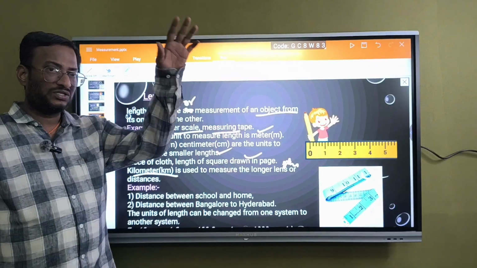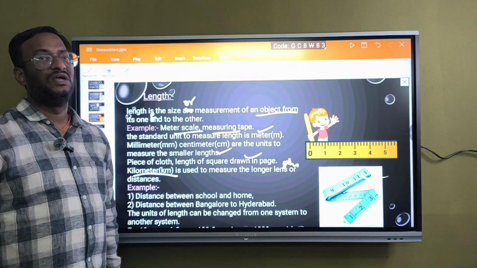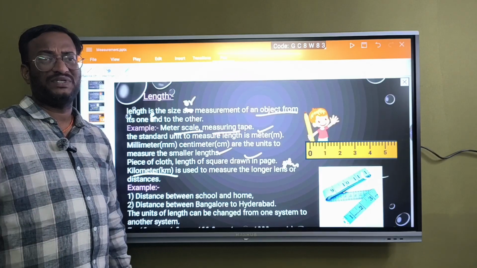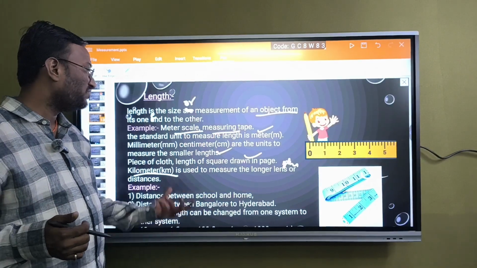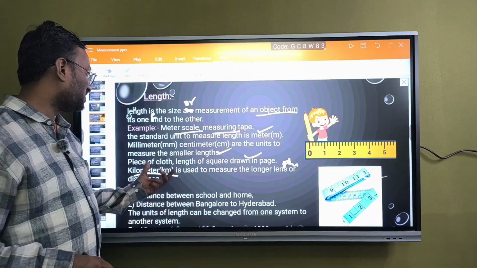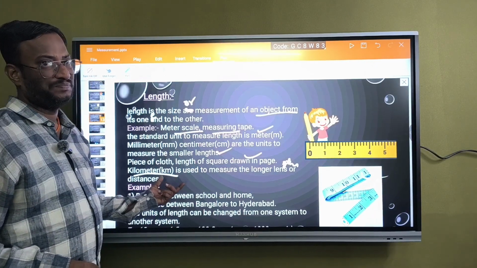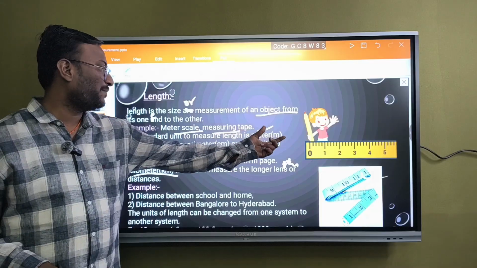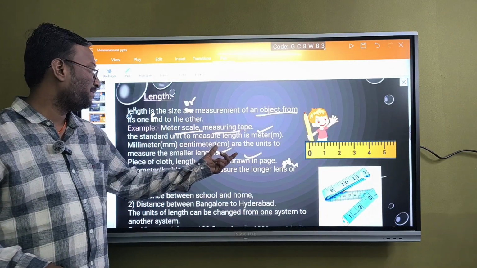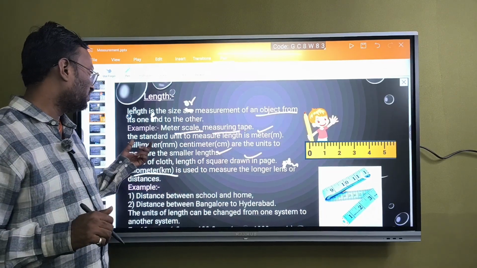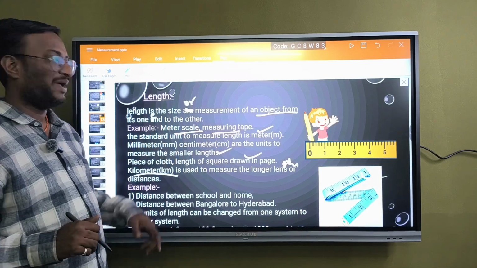To measure very large distances, from Bangalore to Hyderabad, we cannot measure in centimeters or in millimeters. So at that time we require a larger unit. That larger unit is called kilometer, which is written as km. Okay, and meter is written as m, centimeter is written as cm, small, and millimeter is abbreviated as mm.